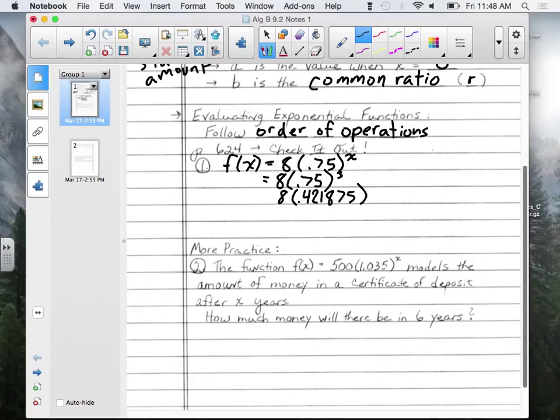All right, then, what is 8 times 0.421875? This equals 3.375, you said? Yes. Is that all our answer is gonna be? No. Why wouldn't it be?